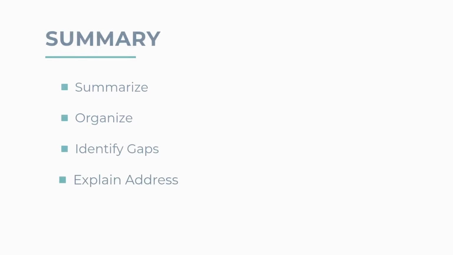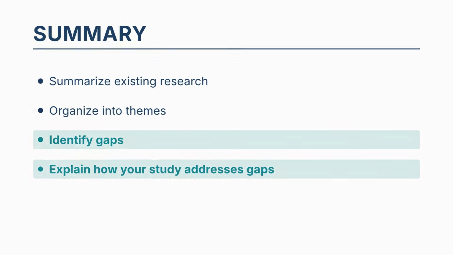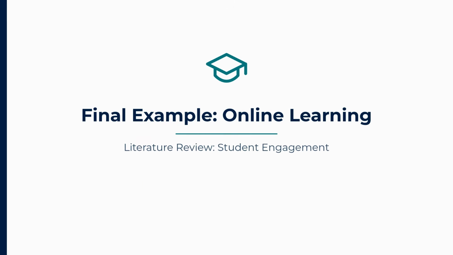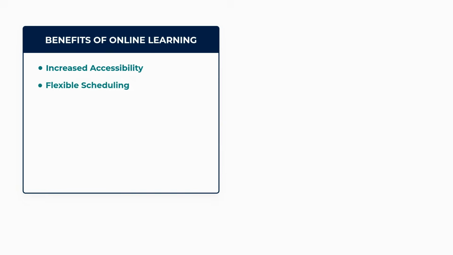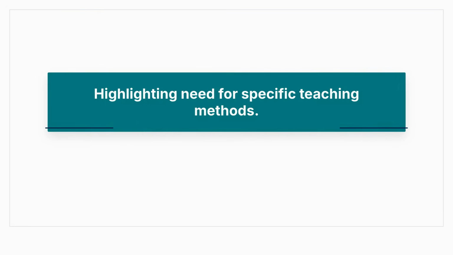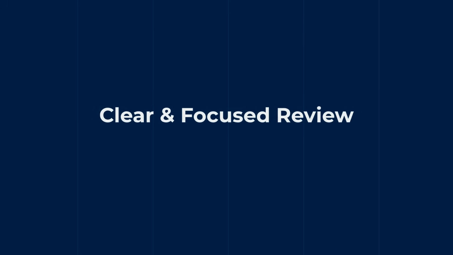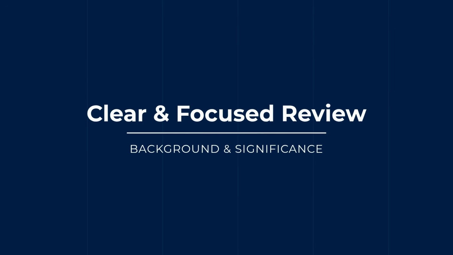In summary, a good literature review summarizes existing research, organizes it into themes, identifies gaps, and explains how your study addresses those gaps. For example, in a thesis about online learning, your literature review might summarize studies about student engagement, group them into categories like benefits of online learning and challenges of online learning, and conclude by highlighting the need for research on specific teaching methods. Writing a clear and focused literature review ensures your readers understand the background of your study and see why it matters.